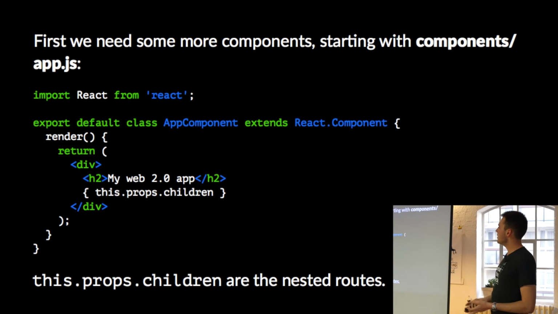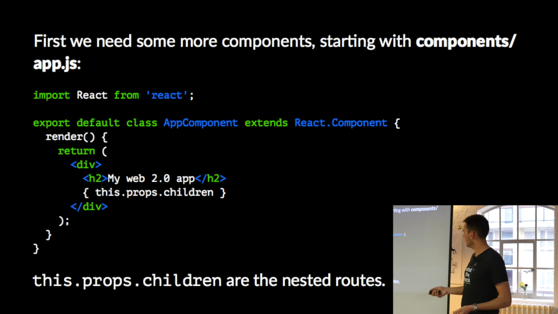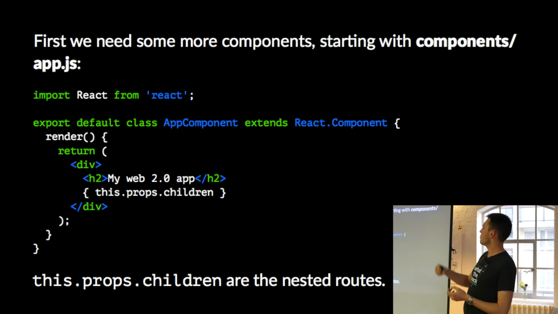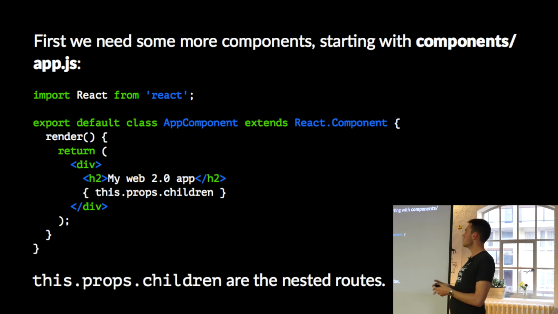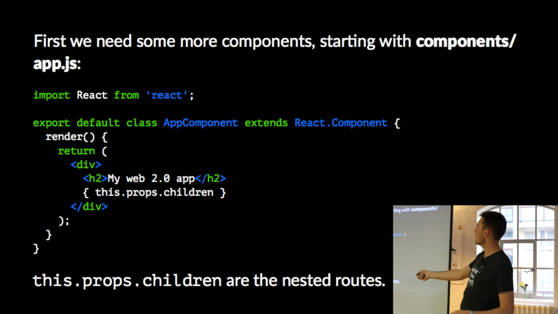So the first thing I'm going to do is actually build my proper app. So I'm going to have an app.js component, and this is my top-level component. So I'll have my nice heading, and then this.props.children is where the nested routes will go. So this is like my layout file, if you like, and this is just a placeholder for whichever route we're currently on. Its content will be put there.